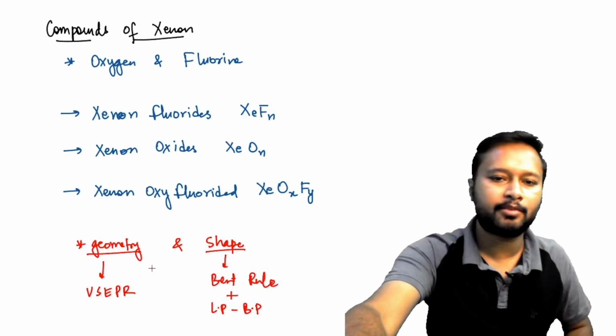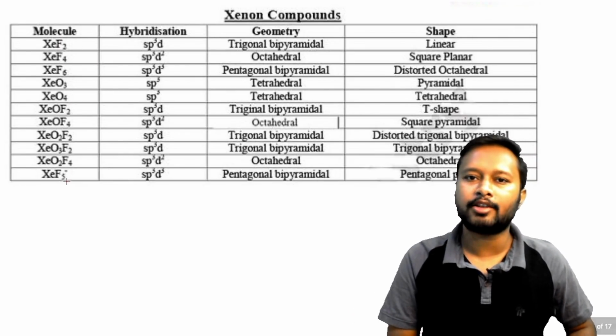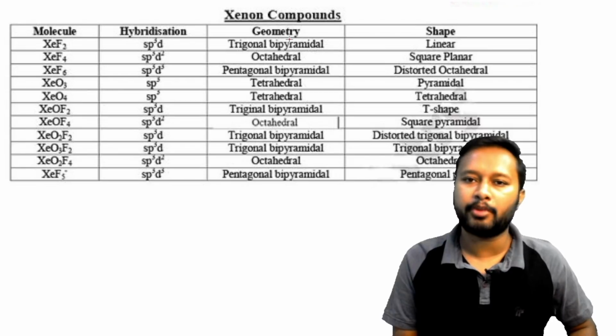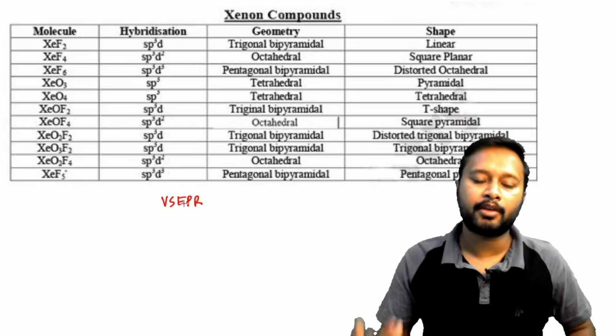But I have made a table over here where I have given all the xenon compounds. You can see xenon difluoride is there, xenon tetrafluoride is there, xenon trioxide is there. All these xenon compounds are there, their hybridization is written, their geometry is written, and their shape is written. Now the hybridization decides the geometry, you know that, and that is from your VSEPR theory, valence shell electron pair repulsion theory.